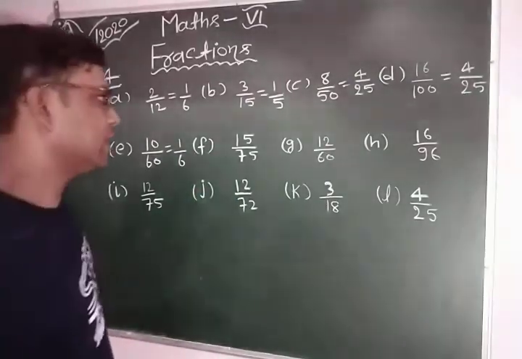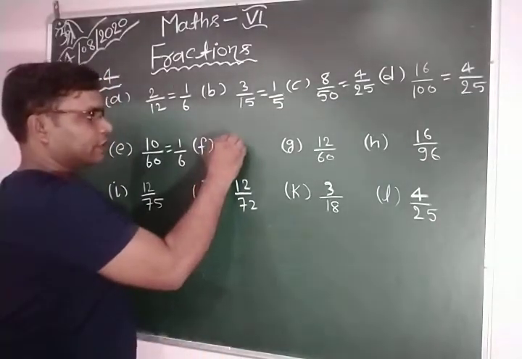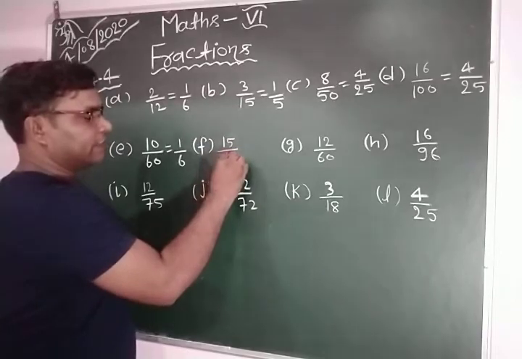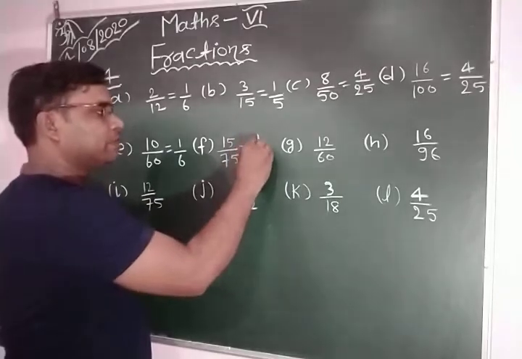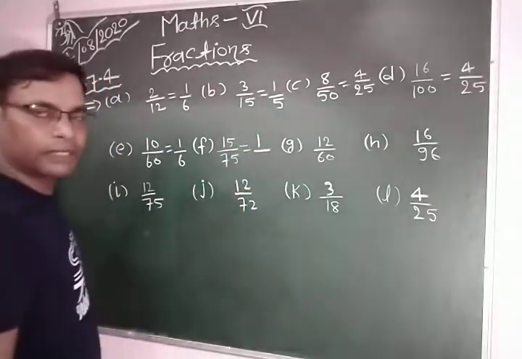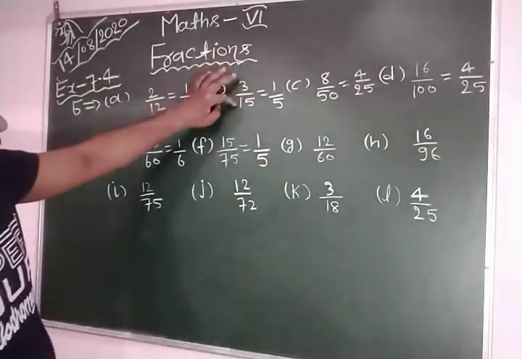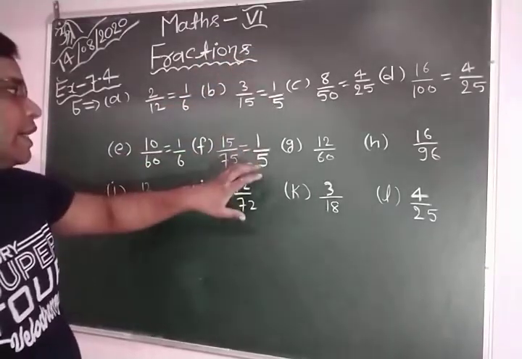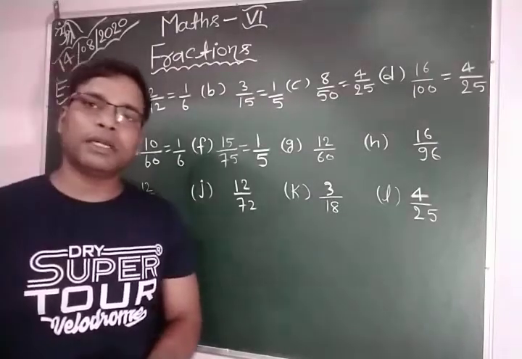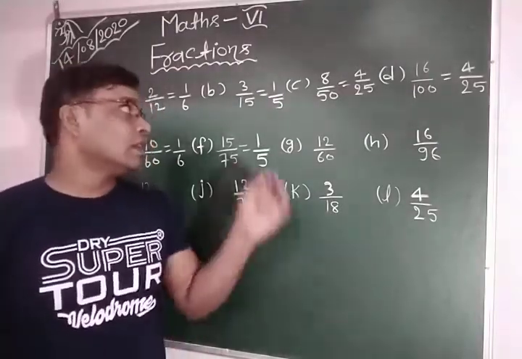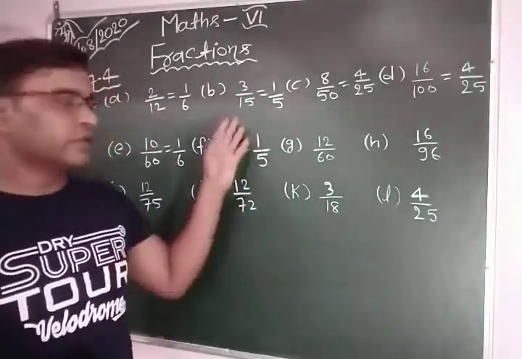And 15 by 75, you can write it like this. 15 by 75: you know 15 ones are 15, 15 fives are 75. This is 1 upon 5. So you can see here 3 by 15 is equal to 1 by 5 and 15 upon 75 is also 1 by 5. So 15 upon 75 is equivalent to 3 by 15, which is also equivalent to 1 by 5.